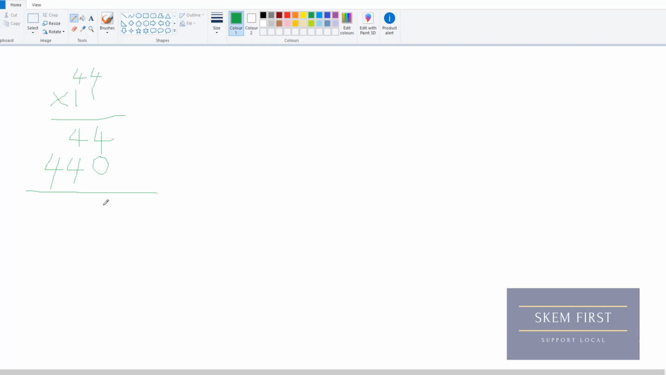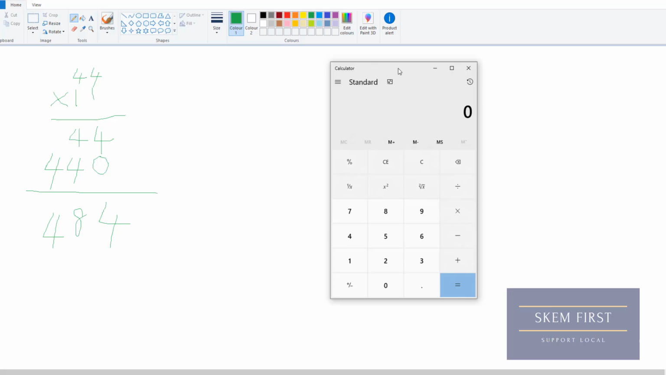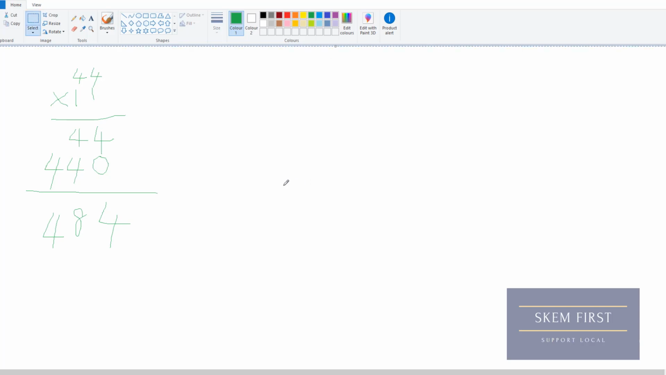So now that we've got that, we can add these two numbers together, and that leaves us with 484. That should be the correct answer. We'll open the calculator again just to be sure. If we say 11 times 44, we've got 484. That was a nice easy one.